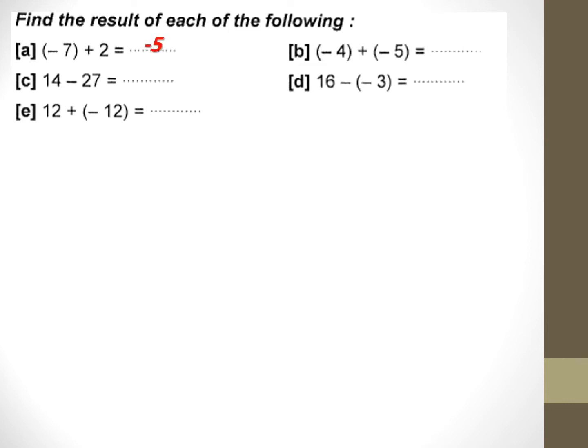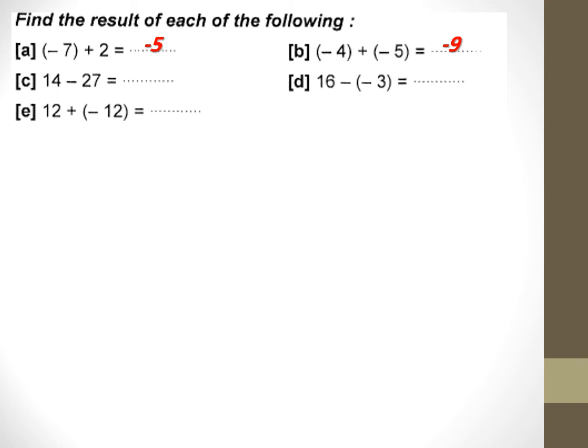Number B, negative 4 plus negative 5. Now we have similar signs. We will add them and we will take the sign of them. 4 plus 5, 9, and the negative is the sign of them. It will be negative 9.